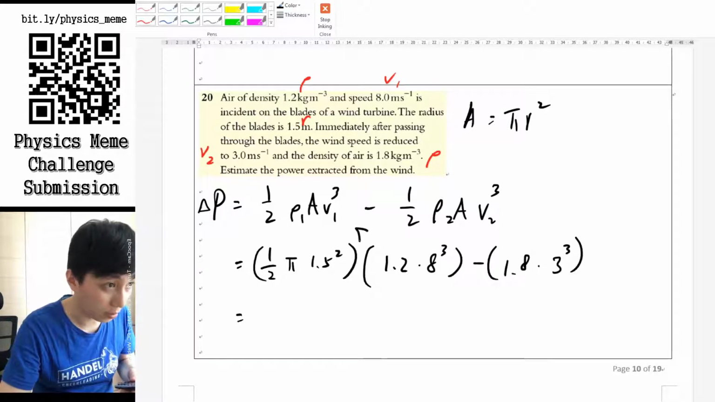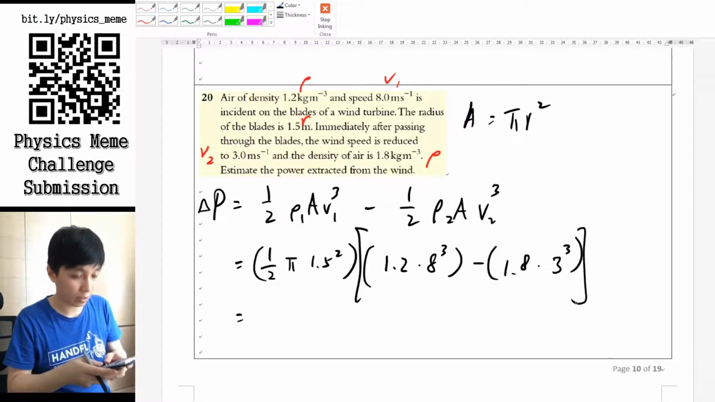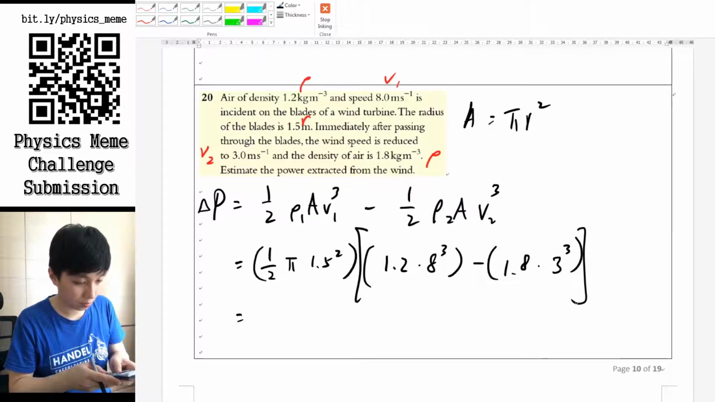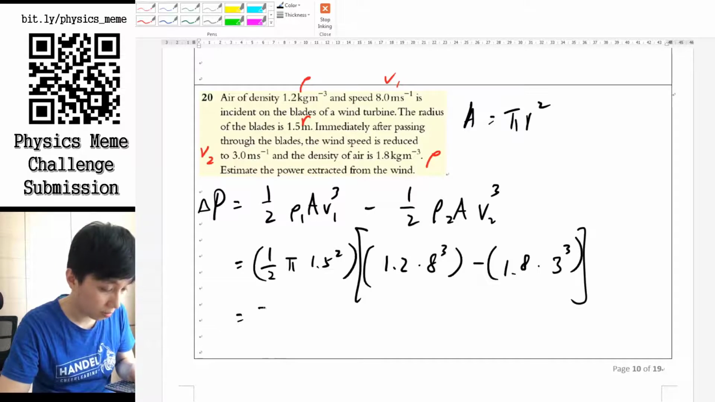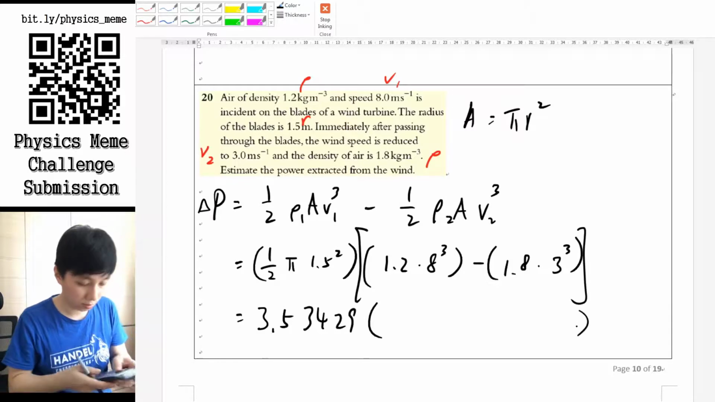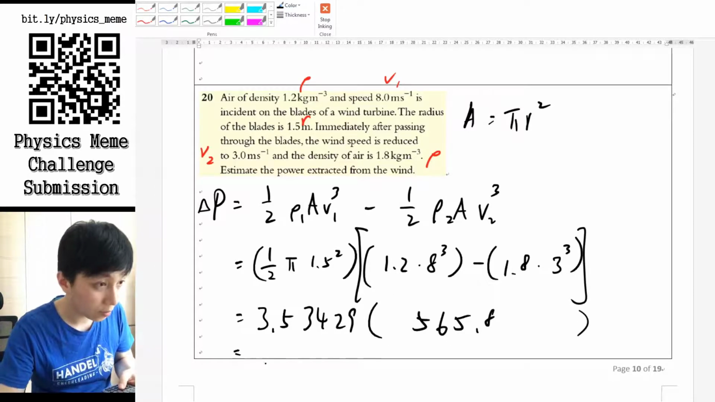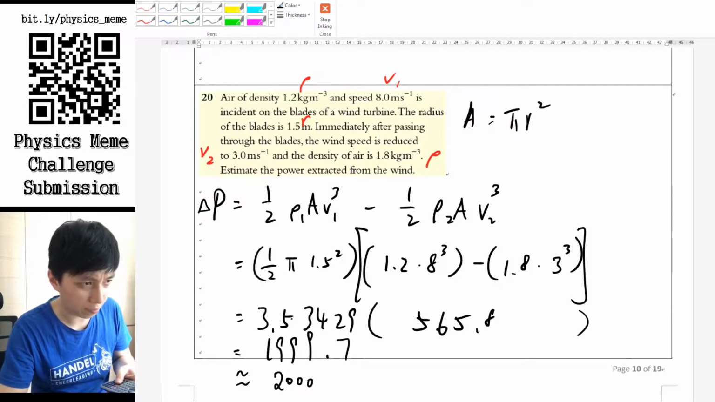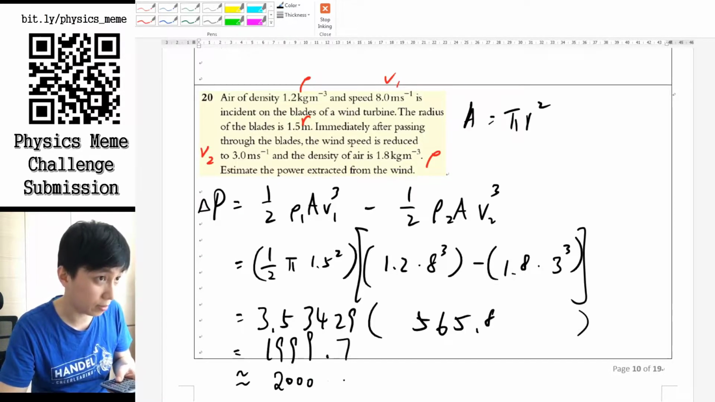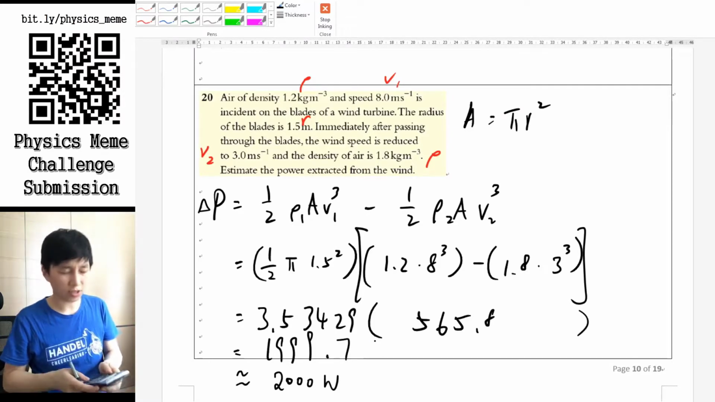Okay, I forgot there is a square bracket here. So 1.2. So what I find is 3.53429. You get around, well, the calculator showed me nearly 2000, but I think because I rounded up there, I guess it's 2000 simply. So let's just take it as 2000 watts.